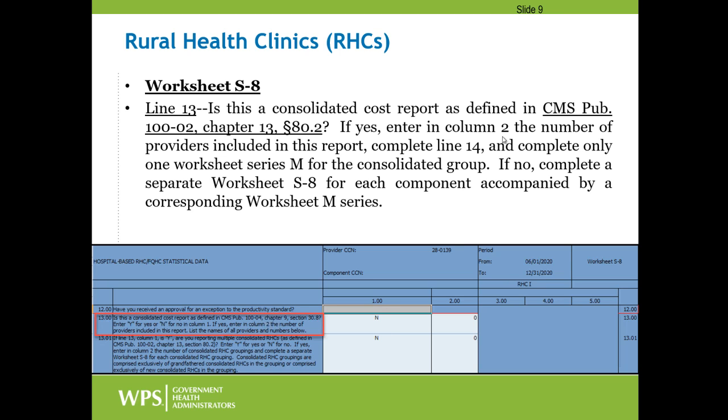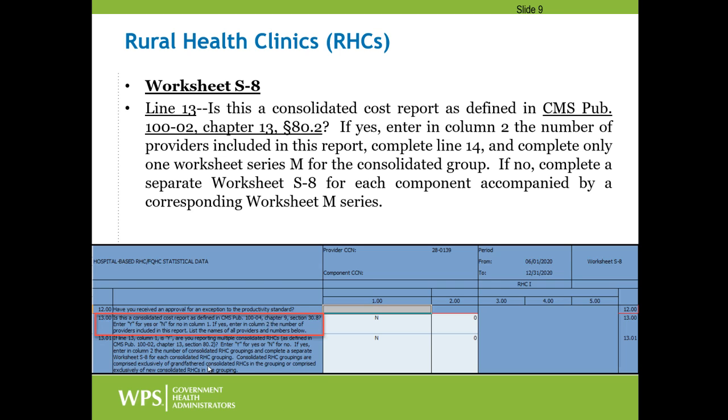If it's yes, then you have to enter the number of RHCs included, which would be line 2, or column 2. And that's what we have to do there. And here, line 13.01 is the new requirement. The rule used to be all or nothing. Every single RHC could be consolidated, or none of them can be consolidated. You can't choose to consolidate half of them and leave the other half unconsolidated.